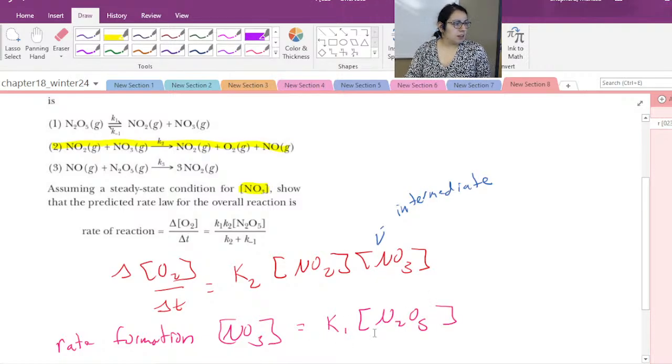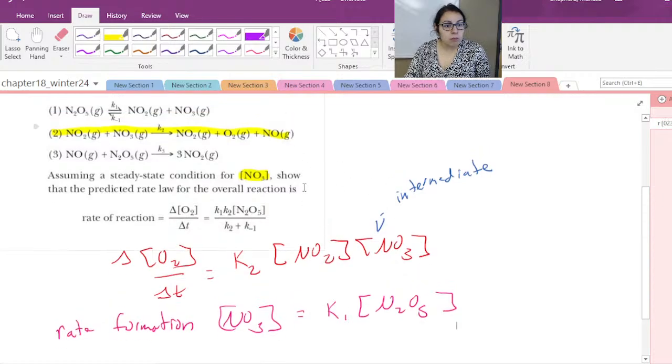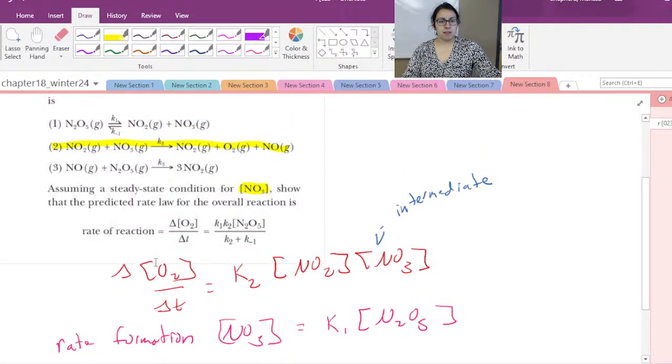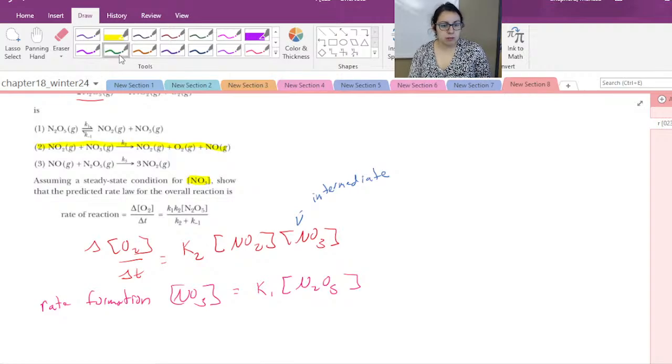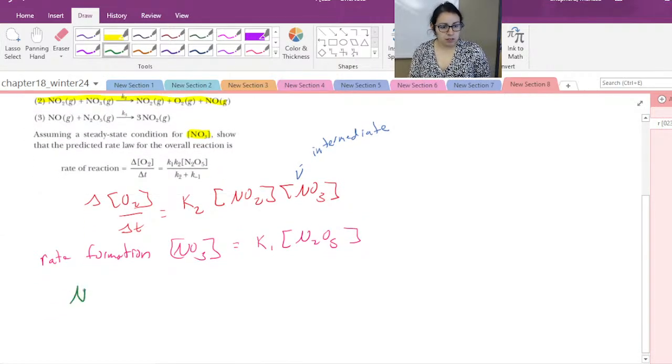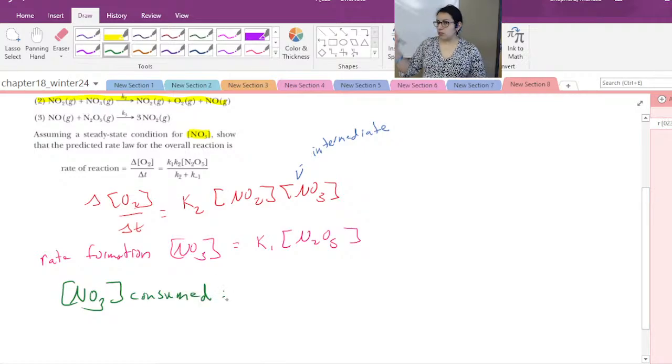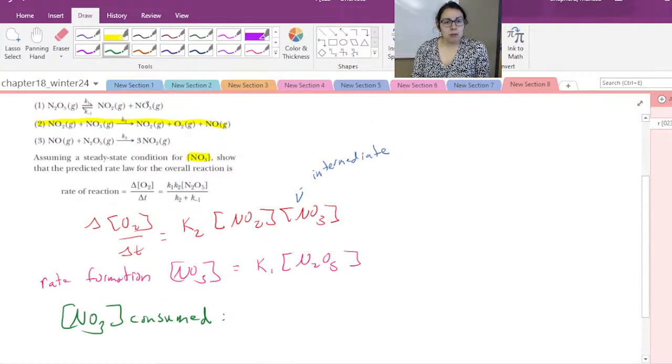I think that's the only way it's formed. Now let's see where it is consumed. Just like we did with the enzyme substrate derivation, it can also be consumed in the reverse reaction. That's one way. So our reverse reaction is K-1 times our product NO2 times NO3.